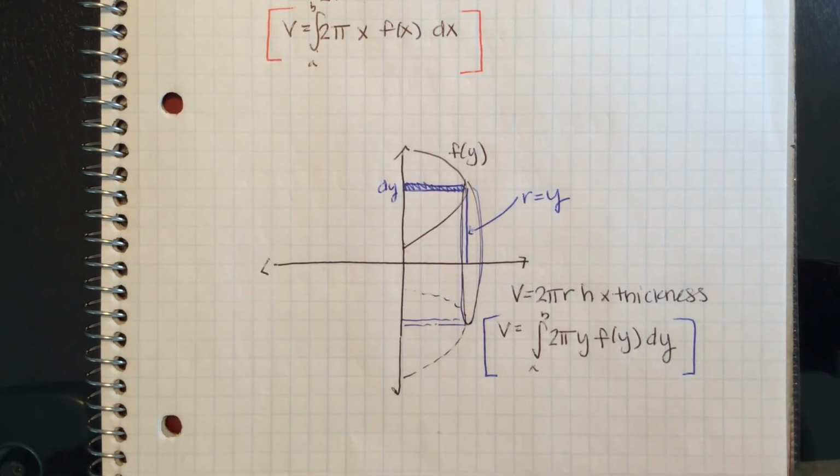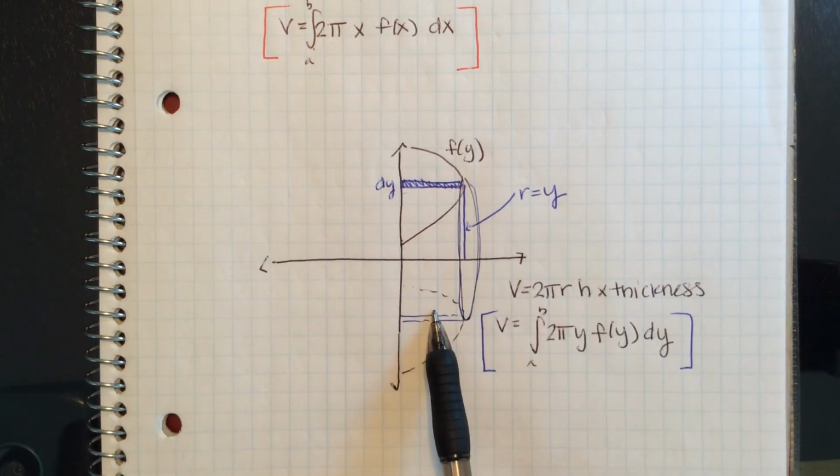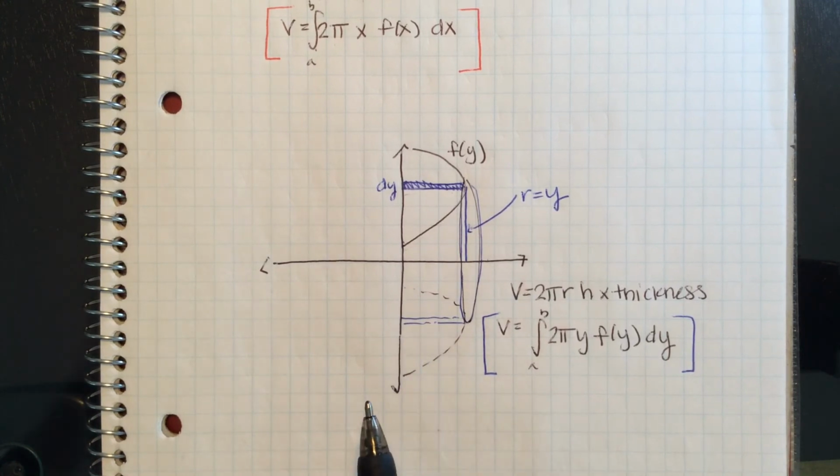Whenever I'm using cylindrical shells, I like to draw a sample shell so I can visualize what's happening. So we're going to try some problems now where using cylindrical shells is the best method for a solid of rotation.